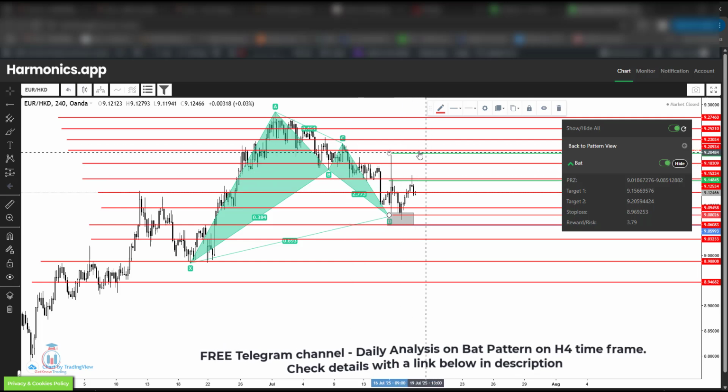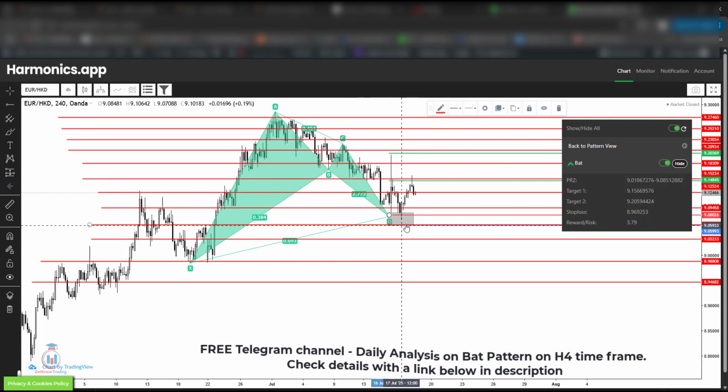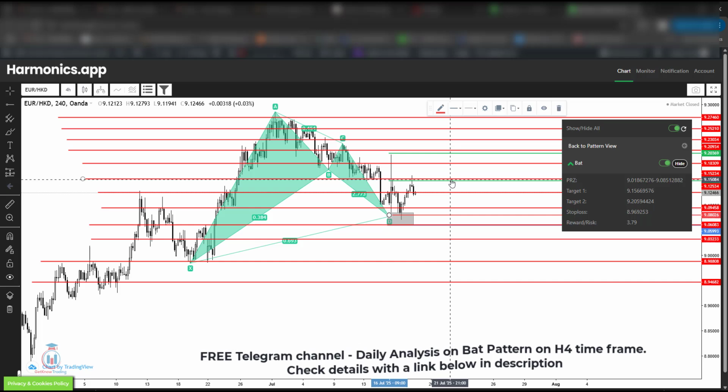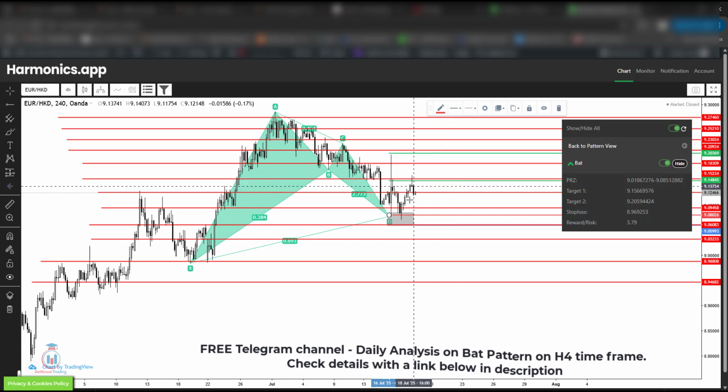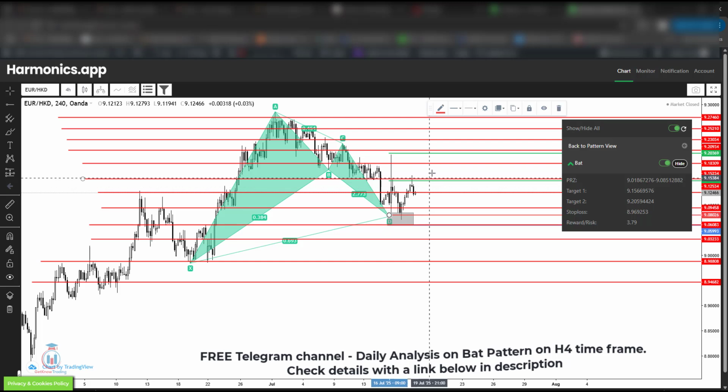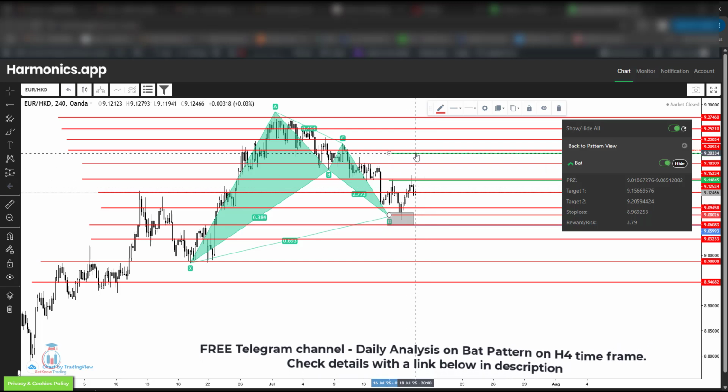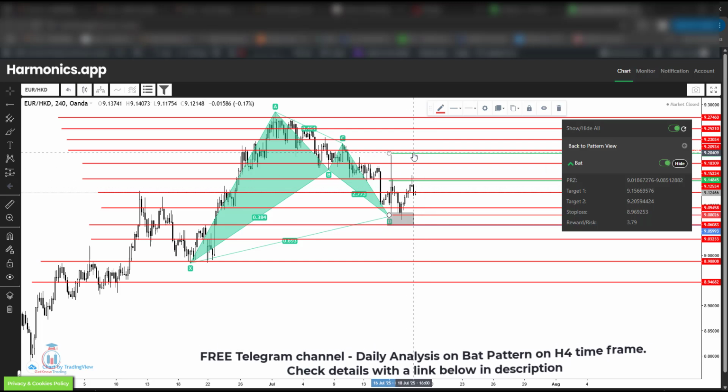So for now, I would act like this. So I would leave this one as it is and see how the price will behave for the next week. For now, stop loss is here above the entry level, and the take profit level 2 is here. So let's see how the price behaves for the next week.